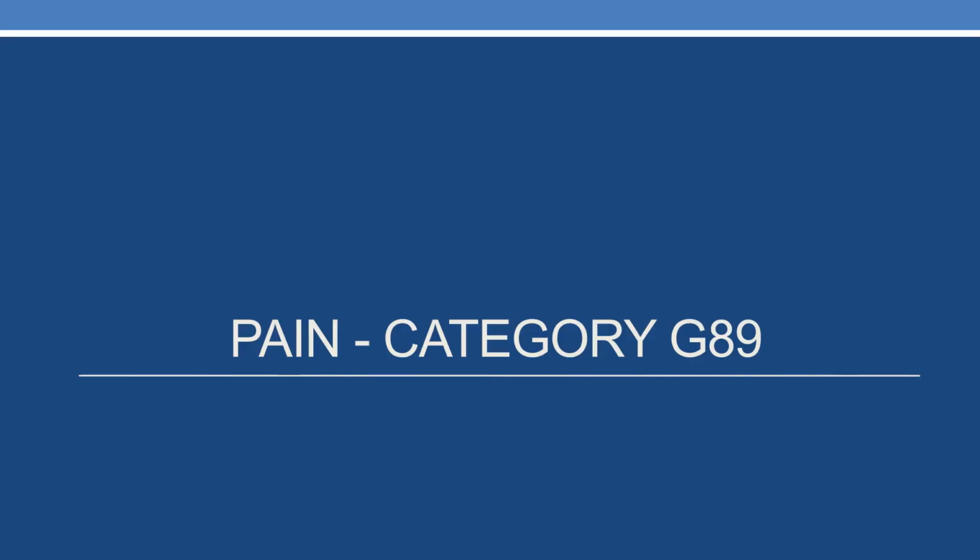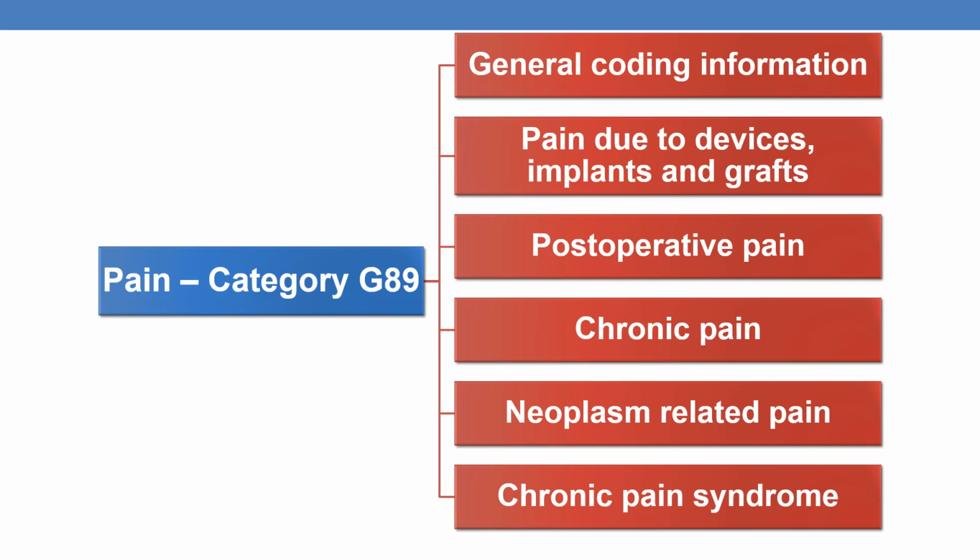Coming to pain codes, which come under the category G89. Under pain category G89, there are several guidelines. First is general coding information. The next is pain due to devices, implants and grafts. The next is post-operative pain. The next is chronic pain, neoplasm related pain and chronic pain syndrome. Let us discuss the guideline for each case.